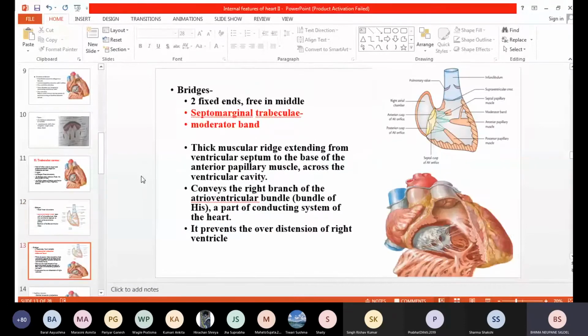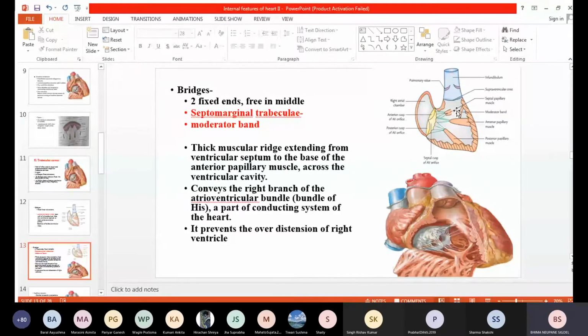After the ridge, we mention the bridges. Bridges are like a bridge: two fixed ends, whereas the central part is freely moving. The free part is the center, and the two ends are the fixed part. Here also, like the supraventricular crest, one important structure is there in the bridges, a specifically noticed part known as the septomarginal trabecula. Septomarginal trabeculae are also known as the moderator band.